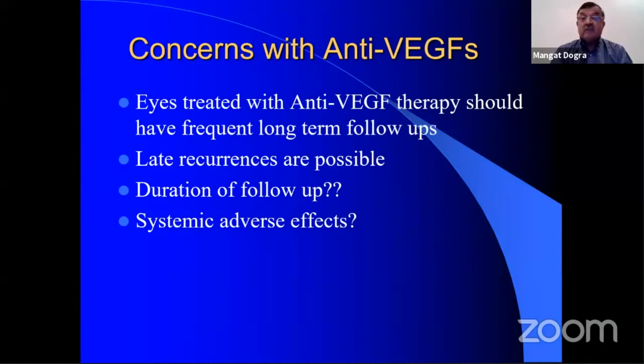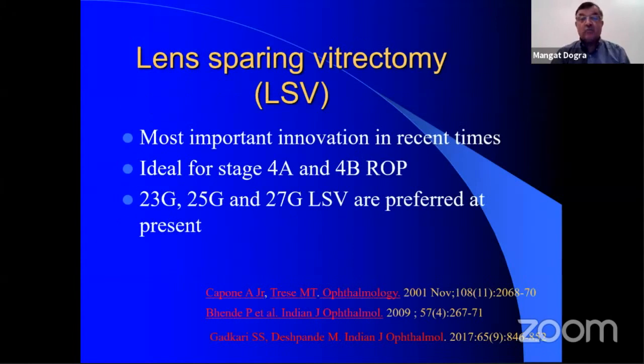Eyes treated with anti-VEGF therapy should have a frequent long-term follow-up because they have late recurrences and we don't even know how long to follow them up. So that is the biggest problem. Child will grow up, then you find it difficult to examine such a child. Laser is a finite therapy. That's why you want to do laser wherever you can. Because once you have treated with laser, it has regressed, it will never come back. But not so with anti-VEGF. And there are concerns of systemic adverse effects. So I'm not going into all those details. So we need to be cautious and use it only in zone 1 and APROP cases.